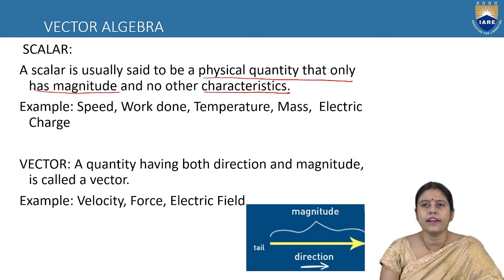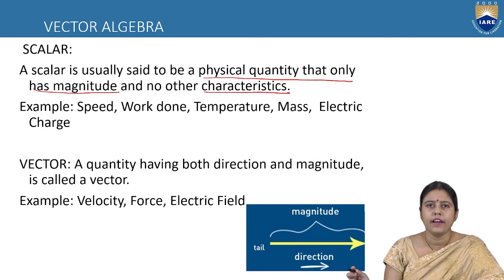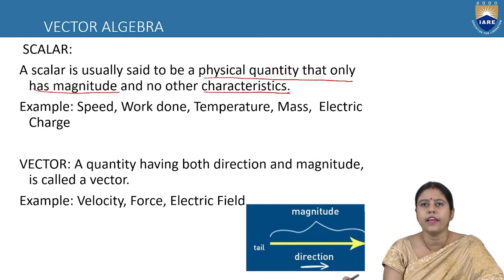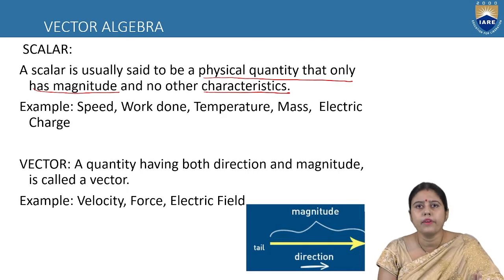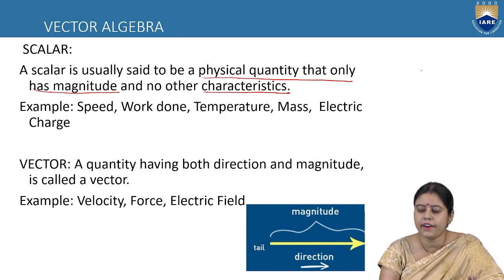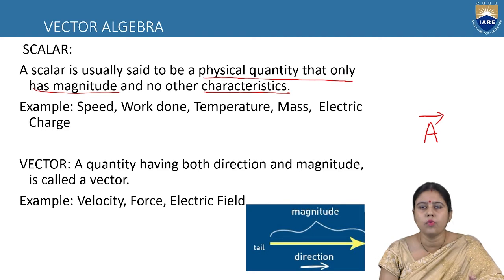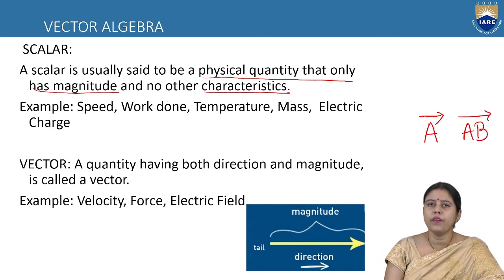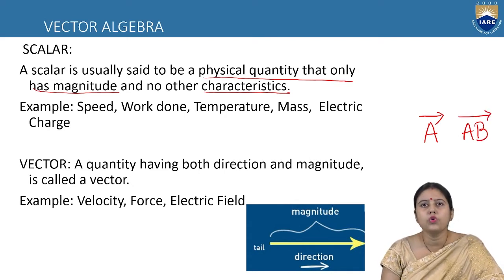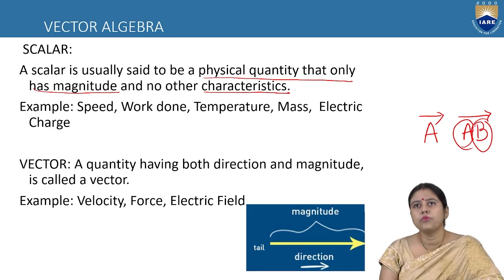Actually we give the direction from the tail to the end, meaning from the starting point to the end point. This is the general nomenclature to write a vector. We can write the vector like A. So like this we can write one vector A. If we write A, B, something is moving from A to B. Starting point is A and end point is B.